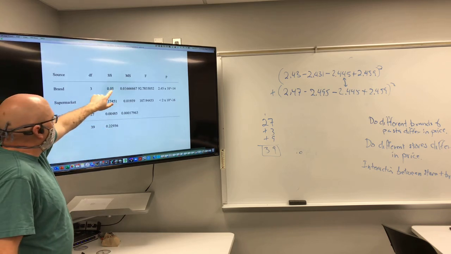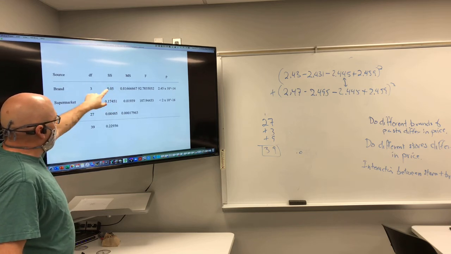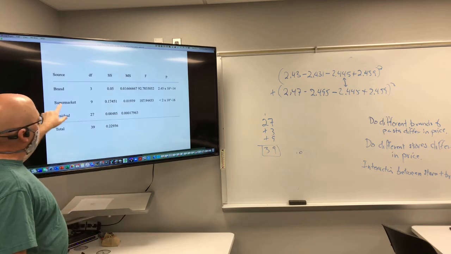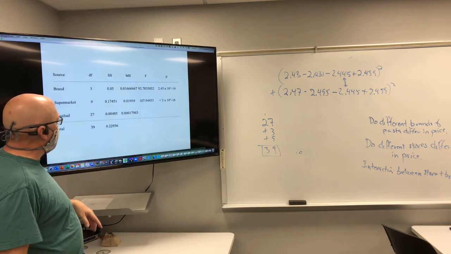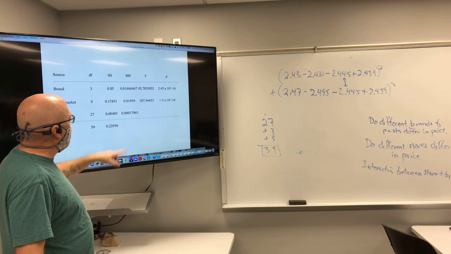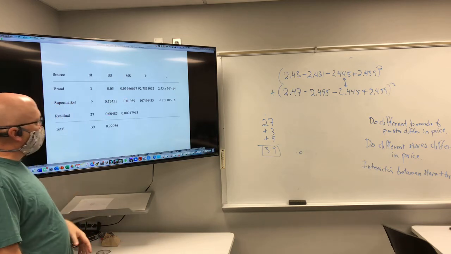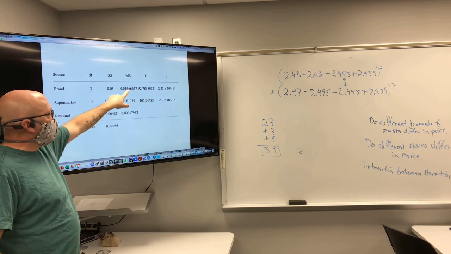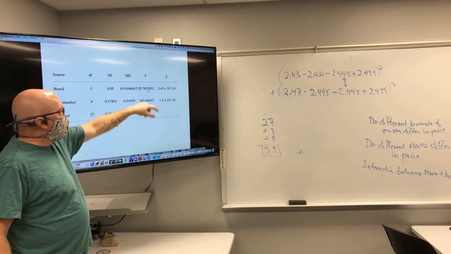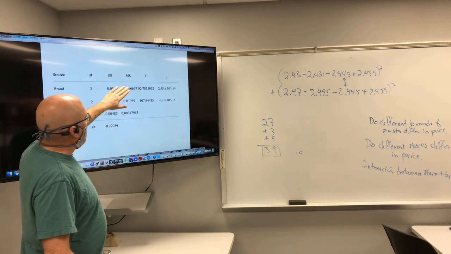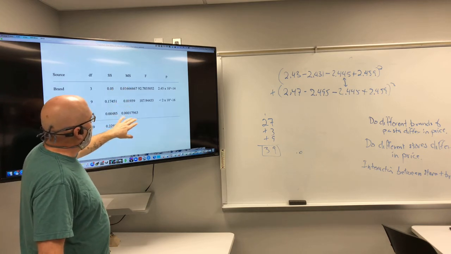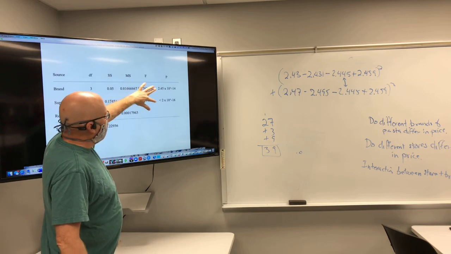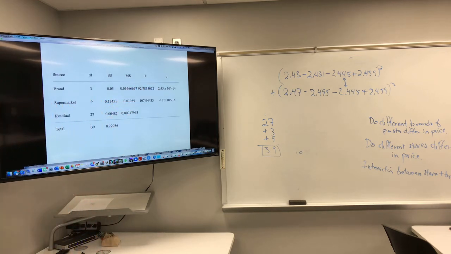What we calculated for brand is, in this case, the column means. Supermarkets are the row means, and then there is the residual. And then you just do everything like you have done before. You divide the sum of squares by the degrees of freedom to get the mean square, and you get the F value by taking the mean square divided by the residual mean square. These end up being really, really huge, which gives you a really, really tiny p-value.